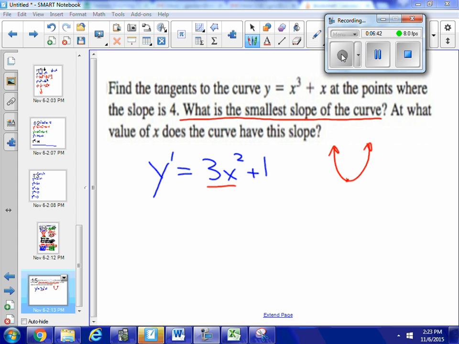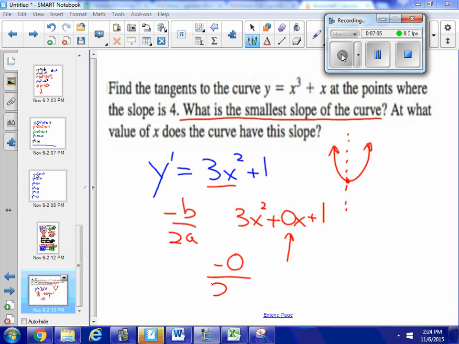I can use the old formula negative b over 2a. Well, this is equal to 3x squared plus 0x plus 1. So my b is right there. So I have negative 0 over 2 times 3. Well, that equals 0. My vertex is at x equals 0. Well, when x equals 0, what does y equal? Well, y is equal to 1.